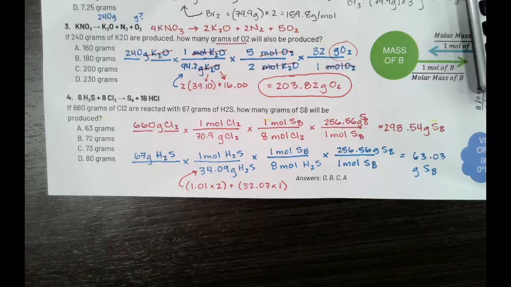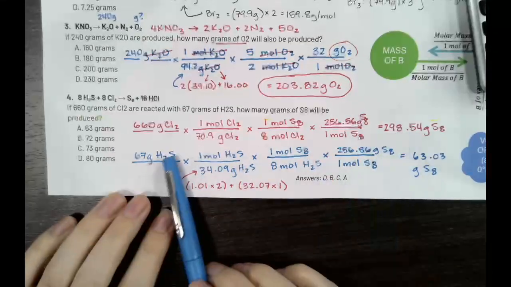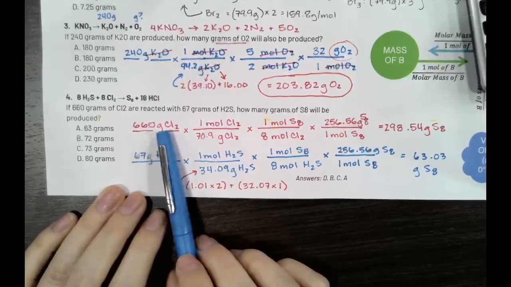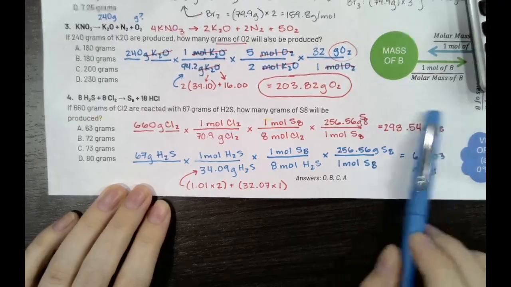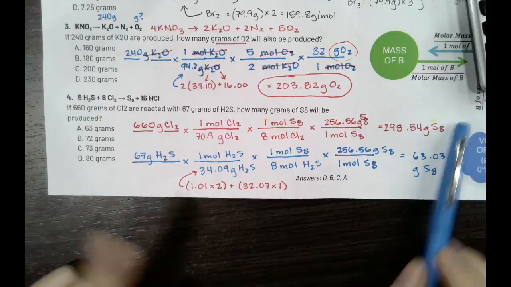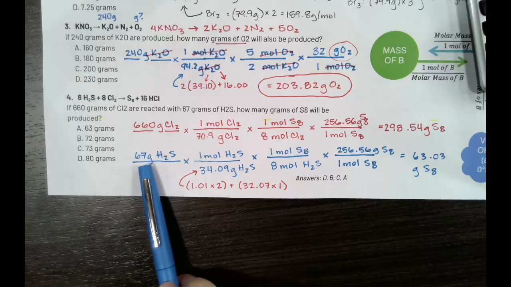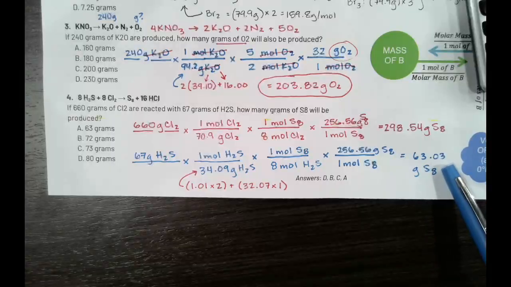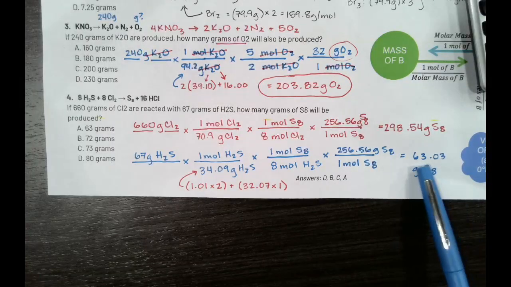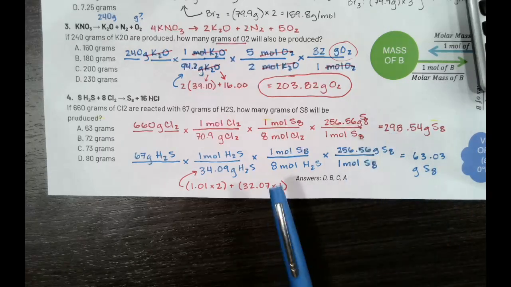All right, here's what I got. Yes, if we had infinite amounts of this, 660 grams of chlorine gas could make us 298.54 grams of that S8 compound. However, we don't have infinite of this, we only have 67 grams. And that is going to run out first. We're only going to make 63.03 grams of that sulfur compound. This is a little bit like running out of chocolate and having plenty of marshmallows left over.